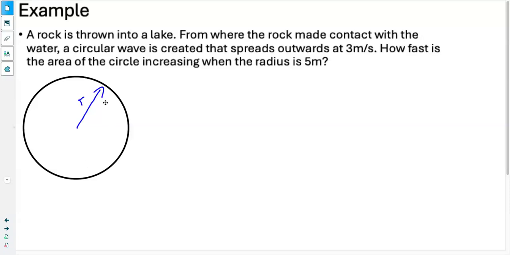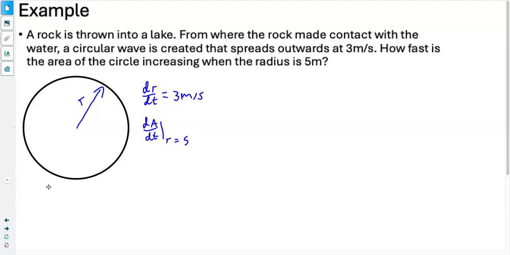meters. So we know we have a circular wave. We know this would be our radius. It's moving outwards and increasing. We're given the rate at which this is increasing, which we'll call dr/dt, is equal to 3 meters per second. And then we're trying to find the rate at which our area is changing, which we'll call dA/dt, when we have a radius of 5.